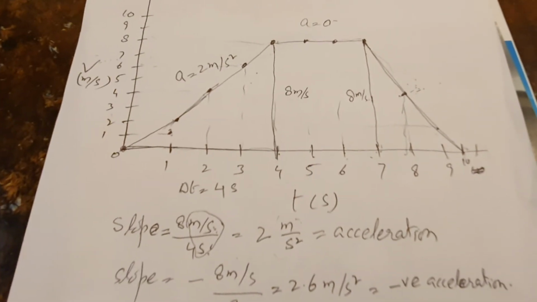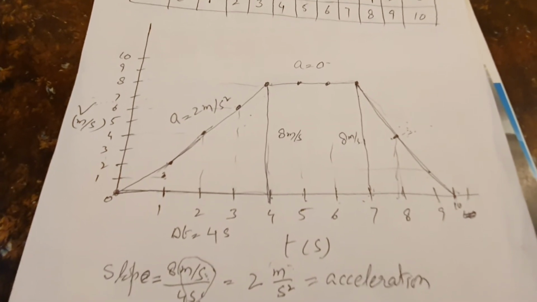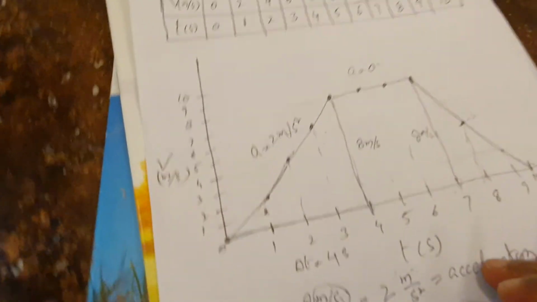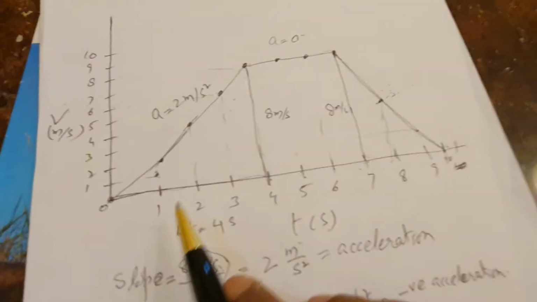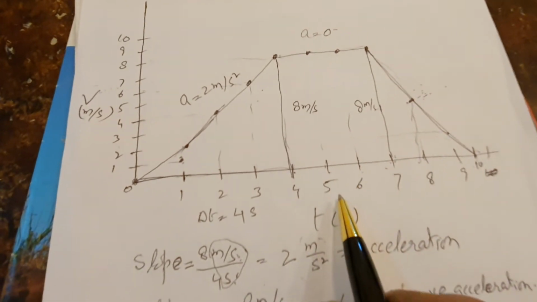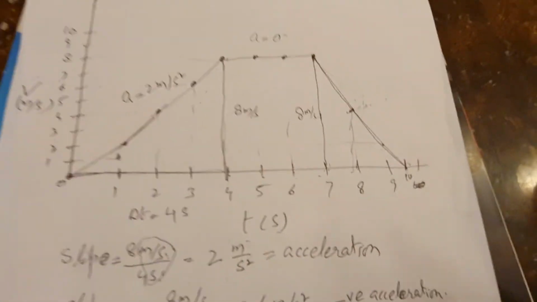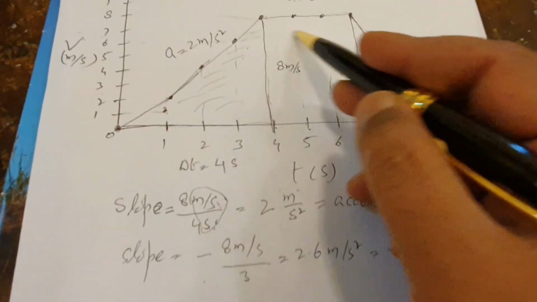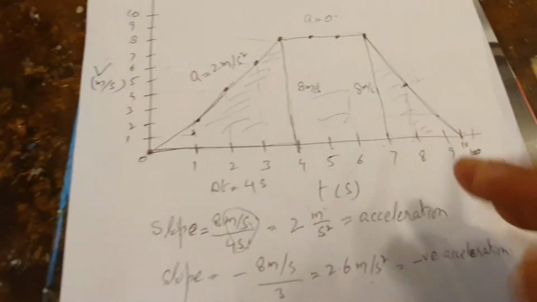Now the other information that you can get from the velocity time graph is the distance covered. In order to calculate the distance covered, you will calculate area under the graph. So this is the total graph starting from 0 seconds to 10 seconds. And how do I calculate the area under the graph? I can divide this graph into three parts. One is a right angle triangle, this one. Another one is an almost rectangle, this one. And then I have a right angle triangle here.